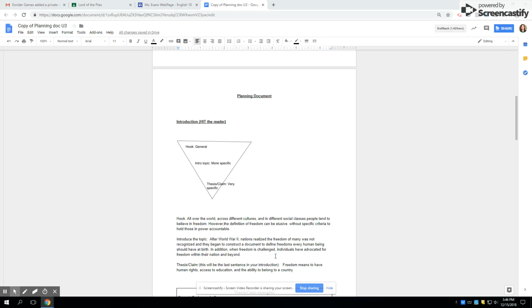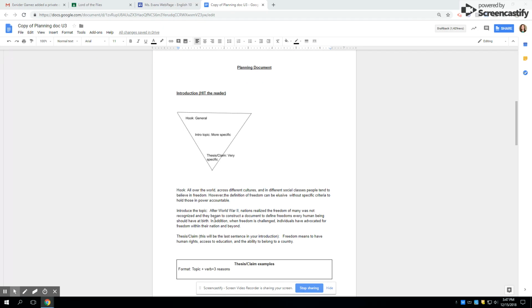You've also created an introduction where you hook the reader, providing general information. You introduce the topic by being a little bit more specific. And then you are very specific by giving them your thesis or controlling idea, following that upside down triangle format. Now that you have your introduction and your thesis, which is the last sentence in your introductory paragraph, you can go ahead and begin to build your body paragraphs.